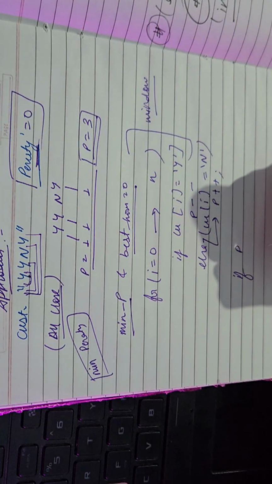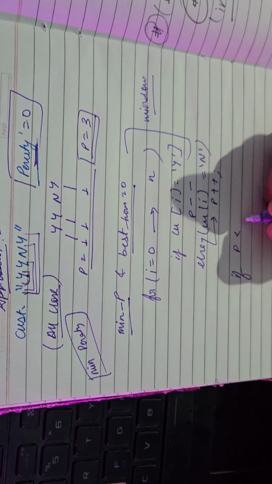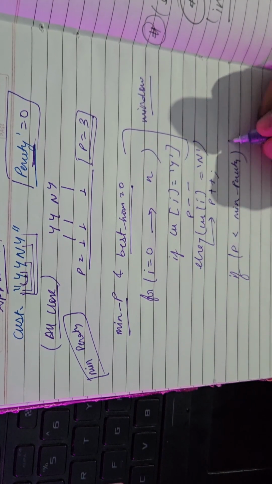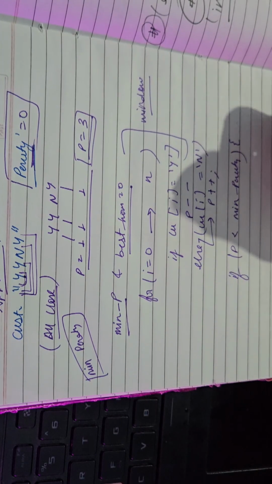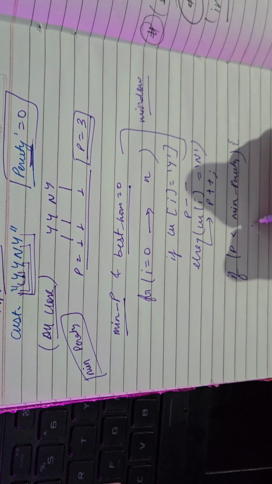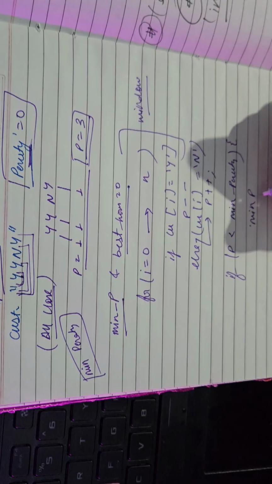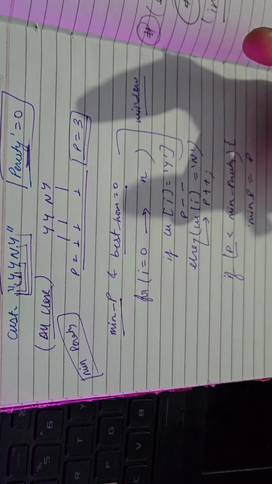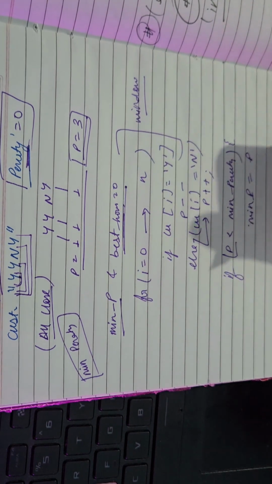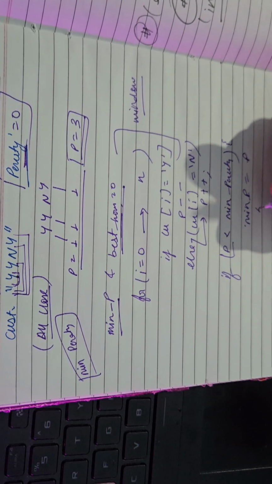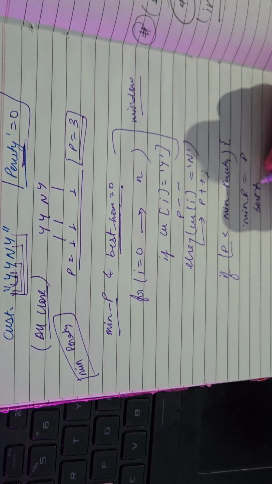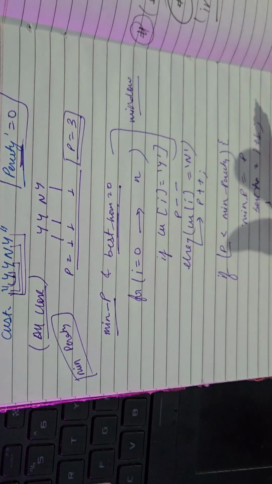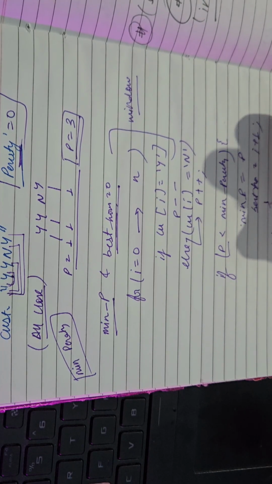Then we check whether the penalty is less than the minimum penalty, and if so, we update the value: minPenalty equals penalty. Since this is the minimum penalty, we mark the best hour as i plus 1. Okay, and finally, after all this, we return the best hour.